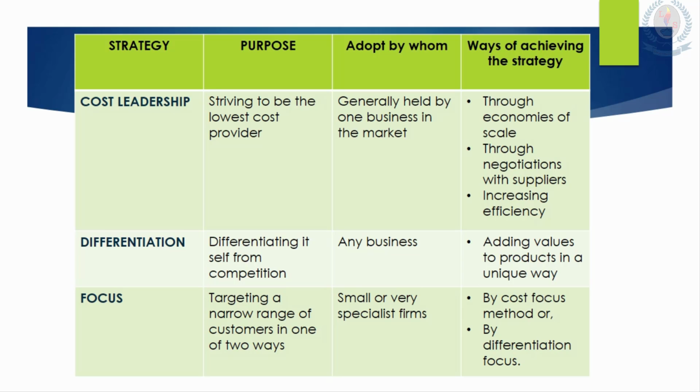The last strategy is focus strategy. The organizations who are following focus strategy are always targeting a narrow range of customers in one of two ways. One of two ways means the focus strategy might be used in a cost focused manner or can be used in a differentiation focused manner. That is why I have mentioned targeting a narrow range of customers in one of two ways. In using focus strategy, most of the time organizations are targeting a niche market. They are targeting a small market.